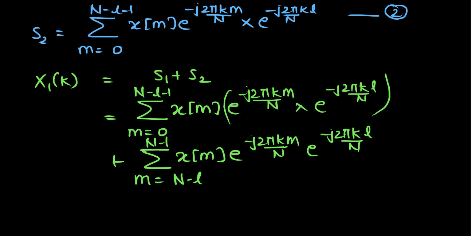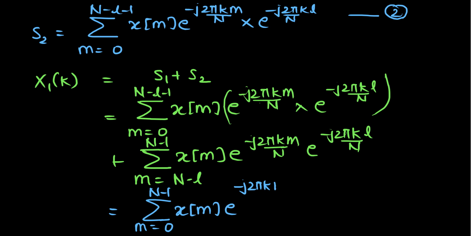So now we can just take this factor common from both the summations. Moreover, if we observe the remaining part, then these limits can be considered together and both the summations can be combined into one factor. So it can be written as summation m running from 0 to n minus 1 x of m into e to the power minus j 2 pi k m by n multiplied by e to the power minus j 2 pi k L by n.